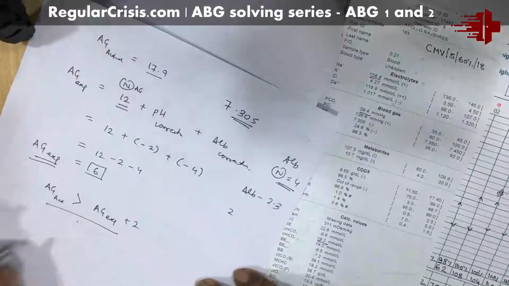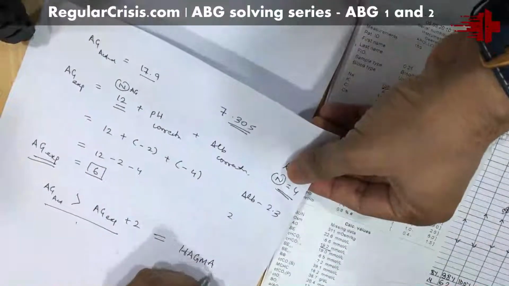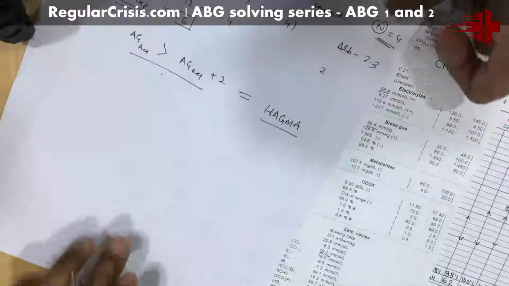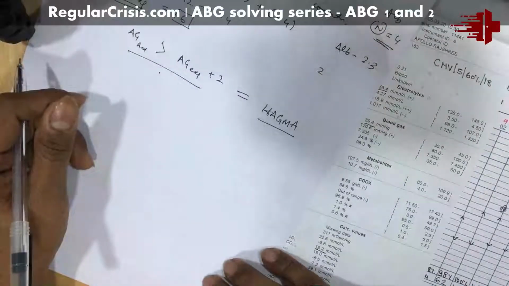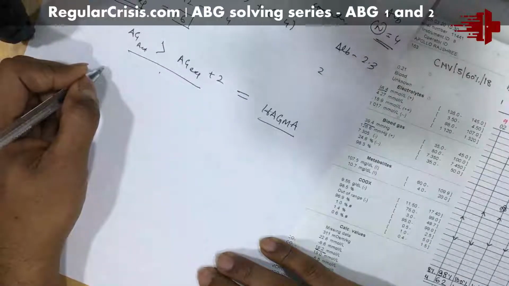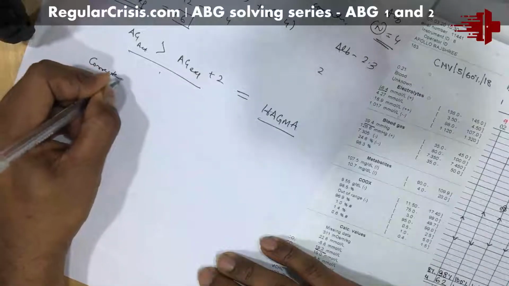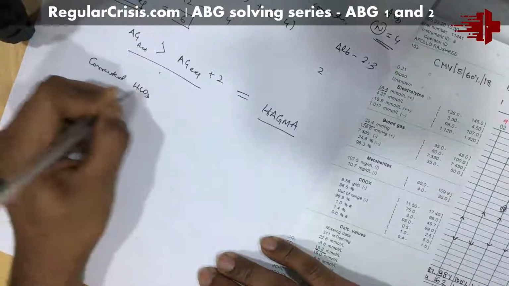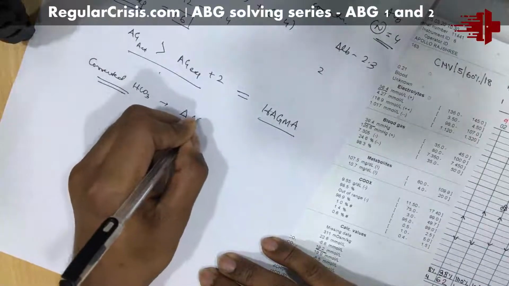Now once you have calculated a high anion gap, only in case of high anion gap you should always see the corrected bicarb. This will tell you whether the patient is having any other hidden disorder. So what is corrected bicarb? It is the actual bicarb plus the delta anion gap, the difference between actual and expected.